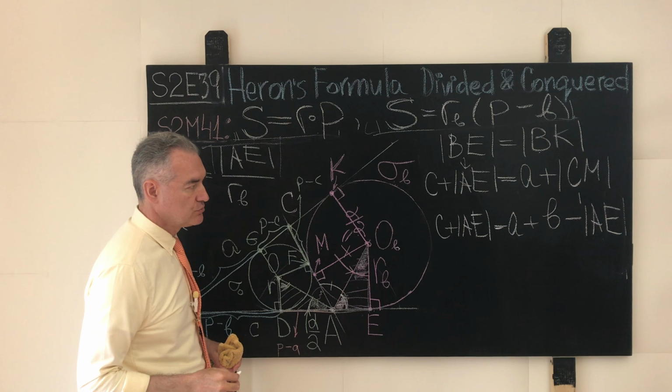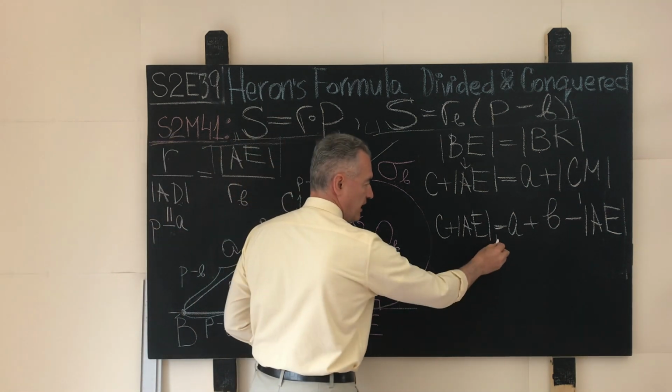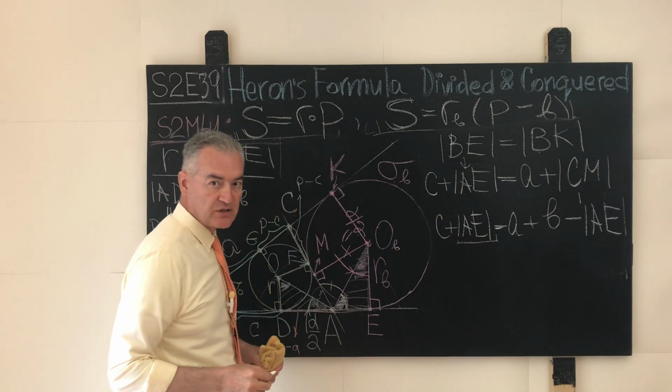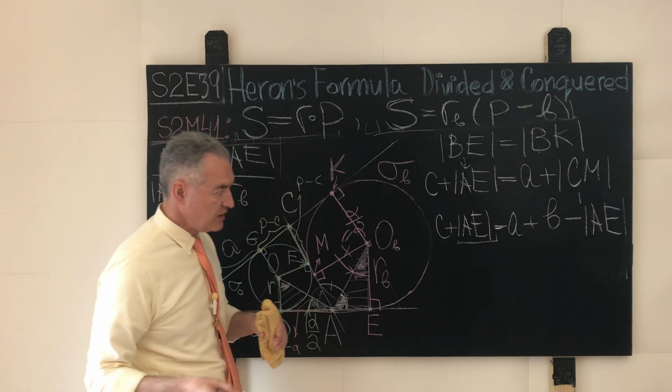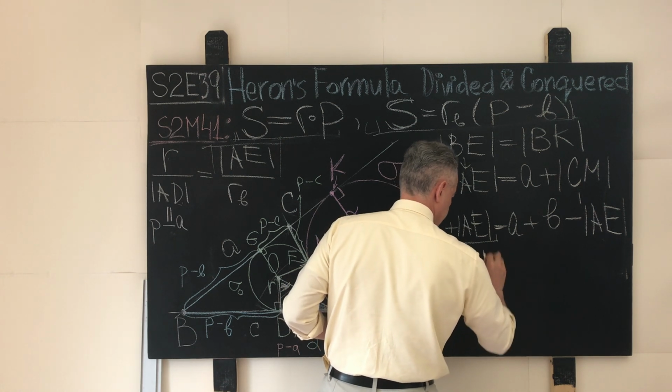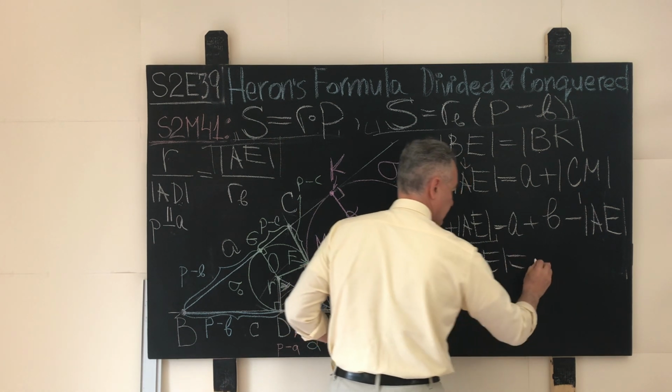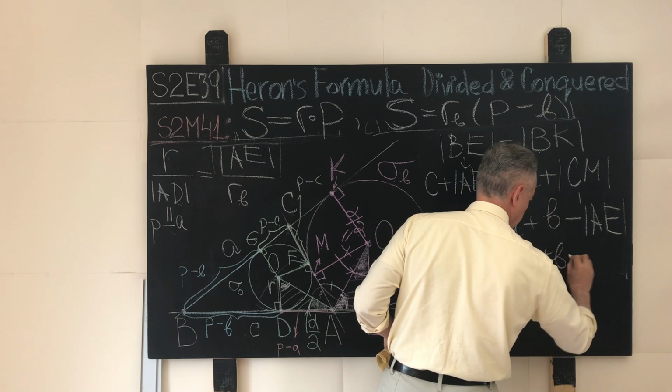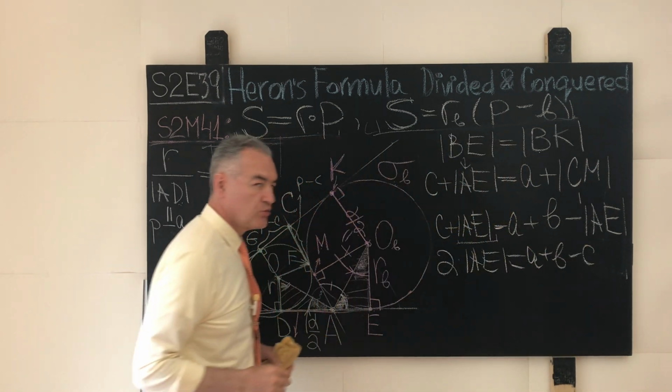And now what do we do? Well, we collect all the AEs on the one side of the equal sign. We throw all the other material to the other side of the equal sign. What do we have? Two copies of the distance between the points A and E can be represented as a plus b minus c. Again, what do we do here?